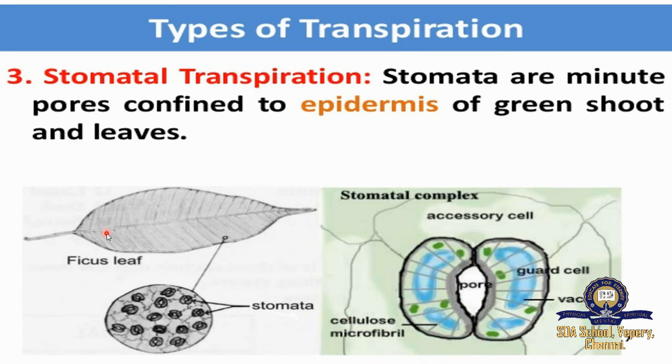So what are the three types we saw? First is cuticular transpiration, second is lenticular transpiration, and the third one is stomatal transpiration. And this stomatal transpiration accounts for 90 to 95 percent of water transmitted from leaves.